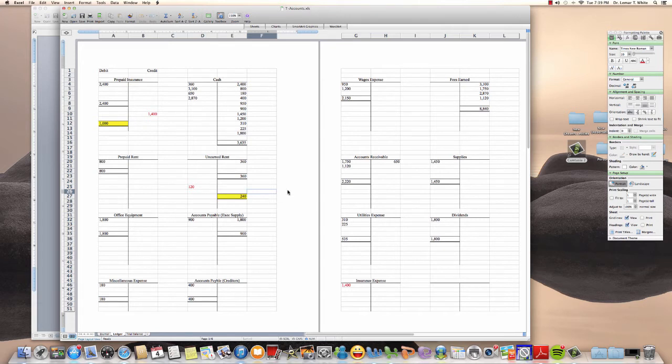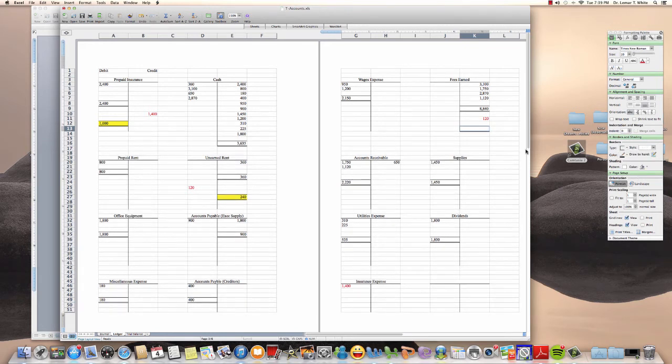Now I'm going to go to my fees earned account, and we made a credit to fees earned, so I'm going to put another credit here for $120, and then I'm going to balance this account. So I started out with a balance of $8840, and now I'm adding $120. So the new balance in this account is $8960.